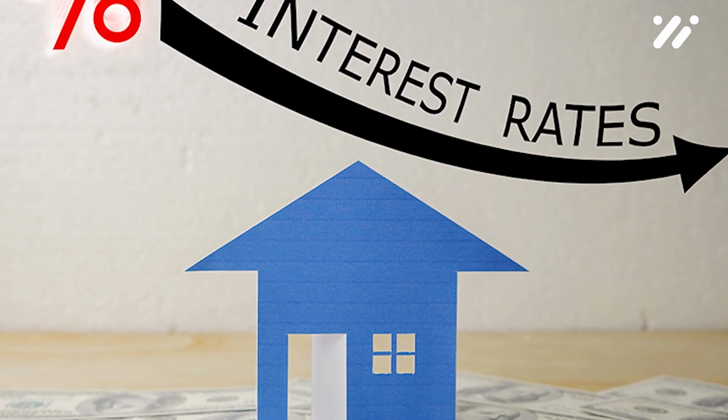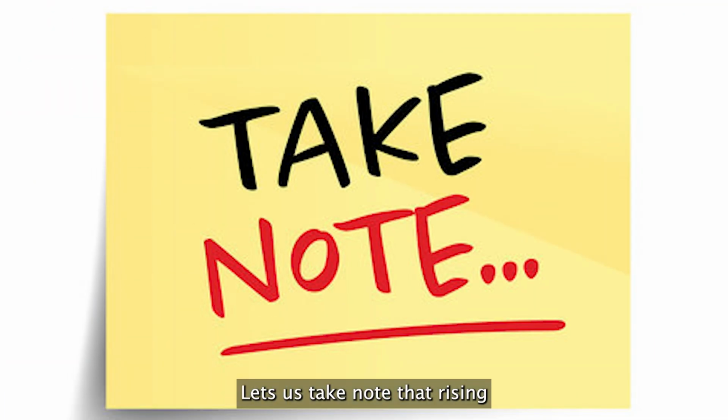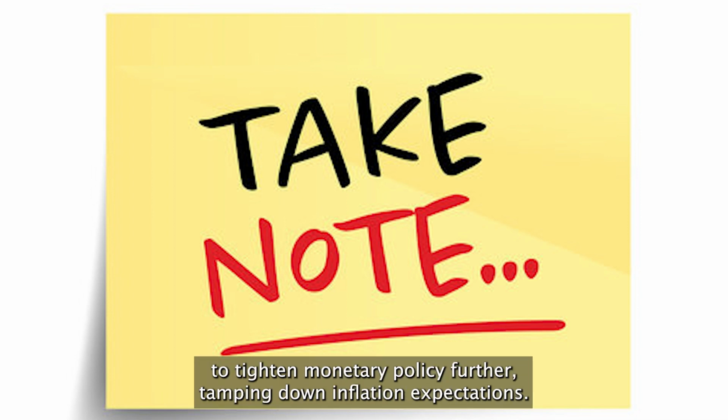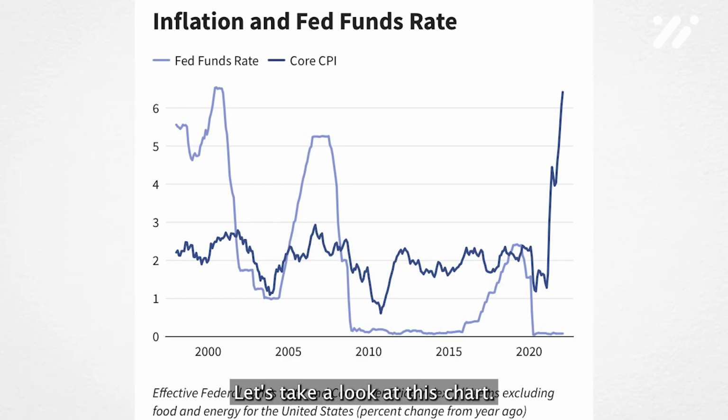Conversely, when a central bank reduces its target interest rate, it effectively increases the money supply available to purchase risk assets. Let us take note that rising interest rates signal the likelihood that the central bank will continue to tighten monetary policy, further tamping down inflation expectations. Let's take a look at this chart. I hope we can see this clearly.